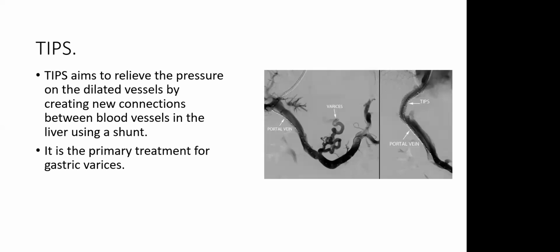Some of the options we have are TIPS, basically transjugular intrahepatic portosystemic shunt. This aims at reducing the portal venous pressure, where you create a shunt between the hepatic vein and the portal venous system. This shunt is done endovascularly, connecting the two vessels to reduce pressures within the variceal system. Next.